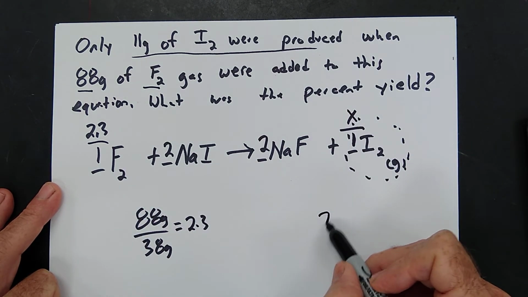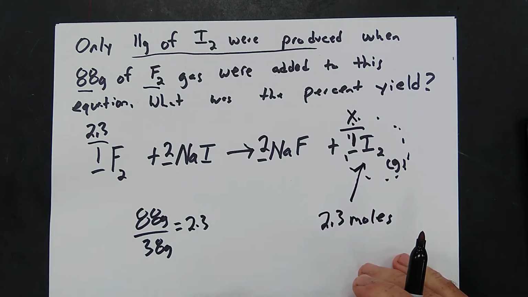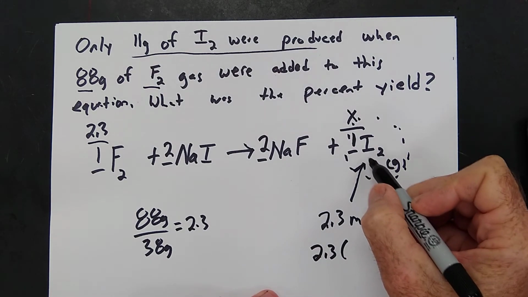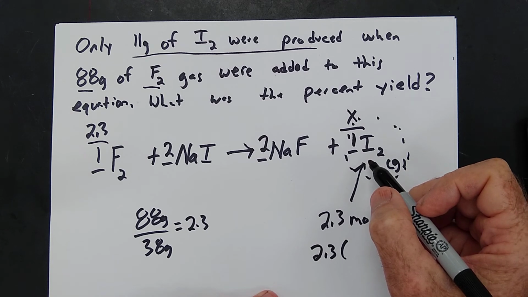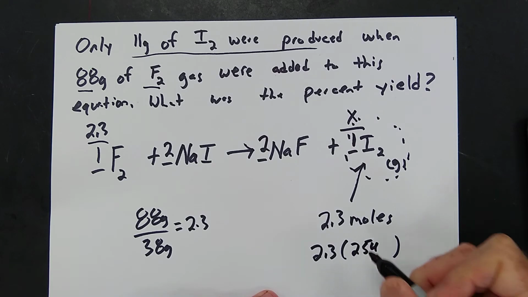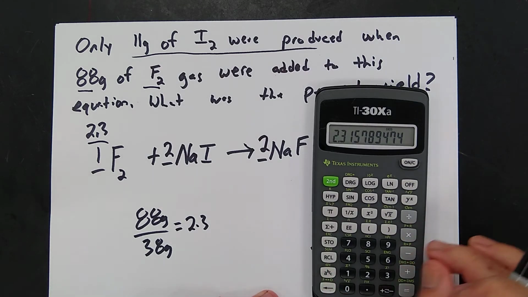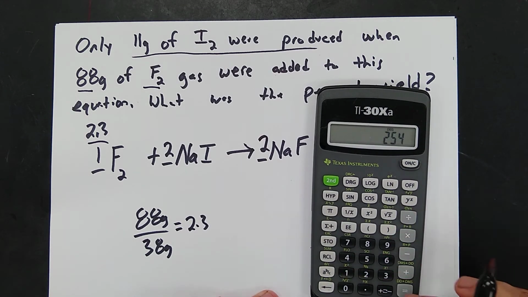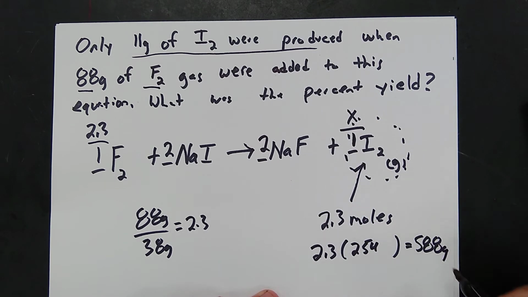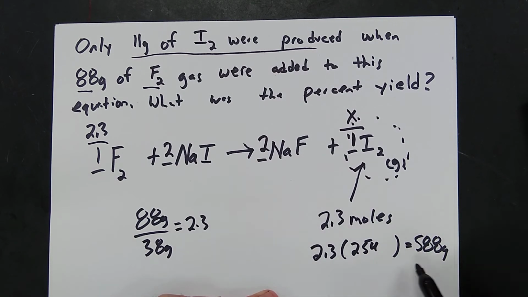So I guess we know 2.3 moles of iodine gas is what we expected, all right? How much would 2.3 moles of iodine gas weigh? That's I2. Okay, that's going to be 127 times 2, 254. That's the molecular weight of iodine gas. So 2.3 times 254 is 588. I didn't round off on my calculator, so if your number's a little bit lower, don't worry about it. 588 grams is what we expected.